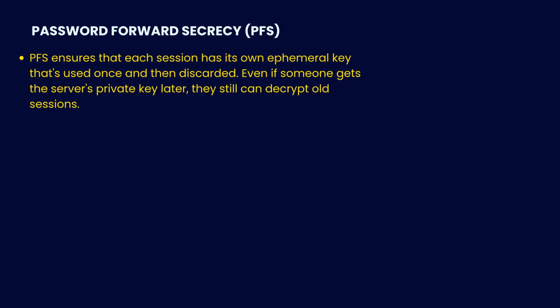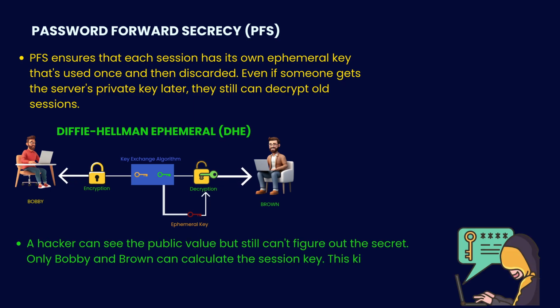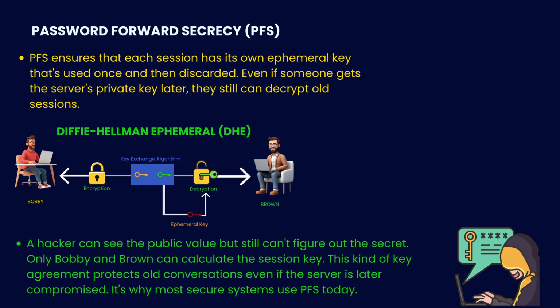PFS is implemented using something called Diffie-Hellman ephemeral, DHE. With DHE, Bobby and Brown use public and private key values to derive a shared secret. A hacker can see the public value but still can't figure out the secret. Only Bobby and Brown can calculate the session key. This kind of key agreement protects old conversations even if the server is later compromised. It's why most secure systems use PFS today.